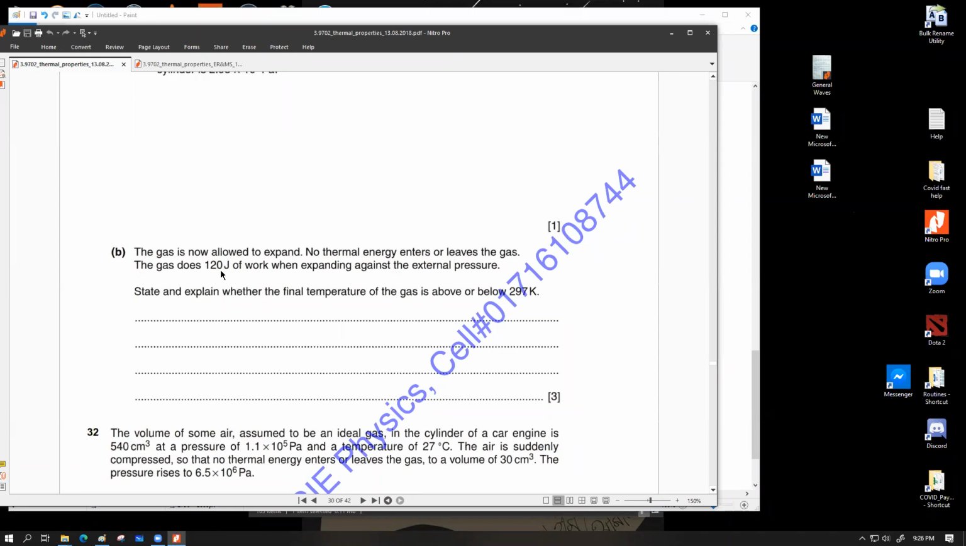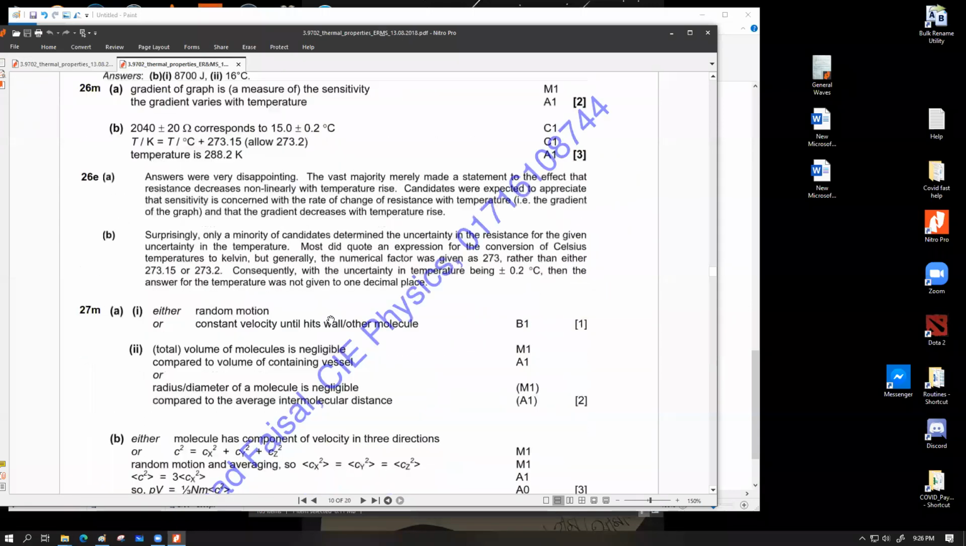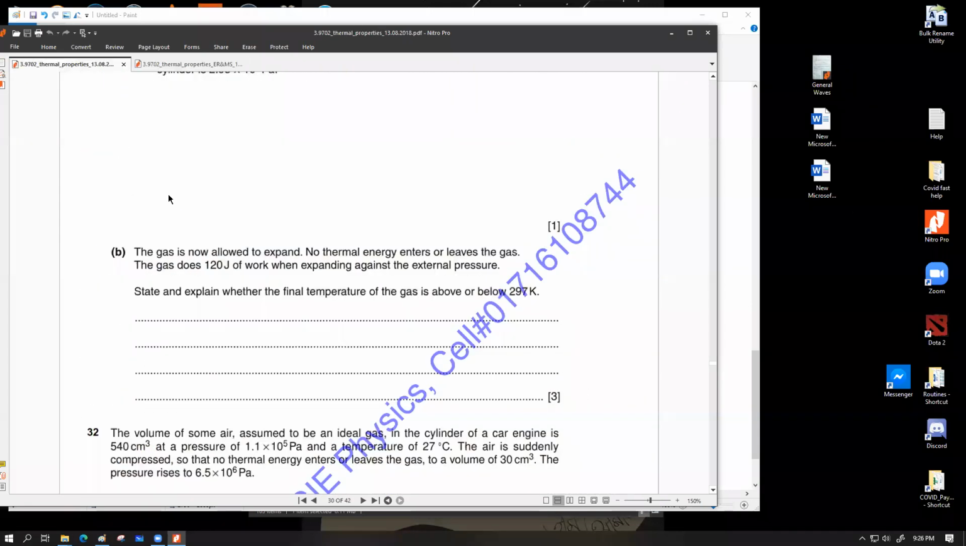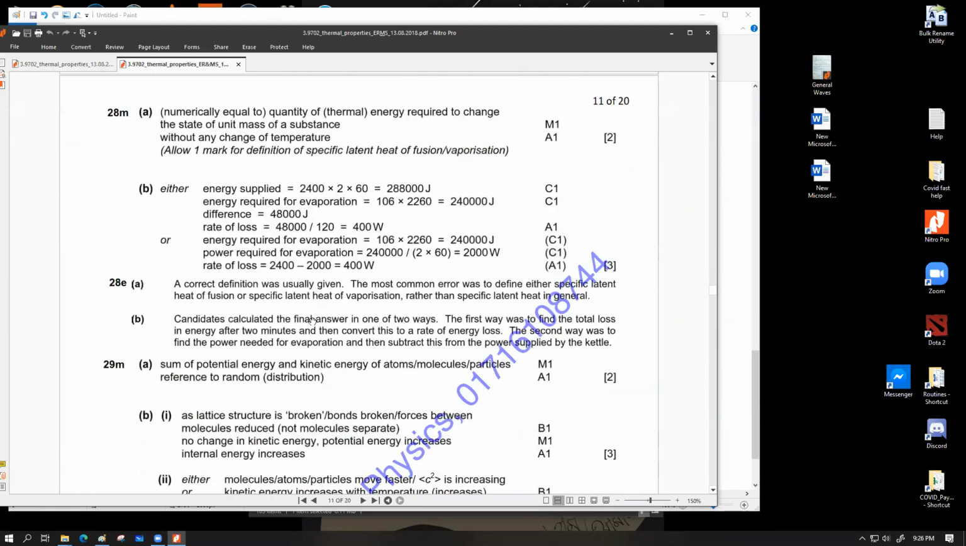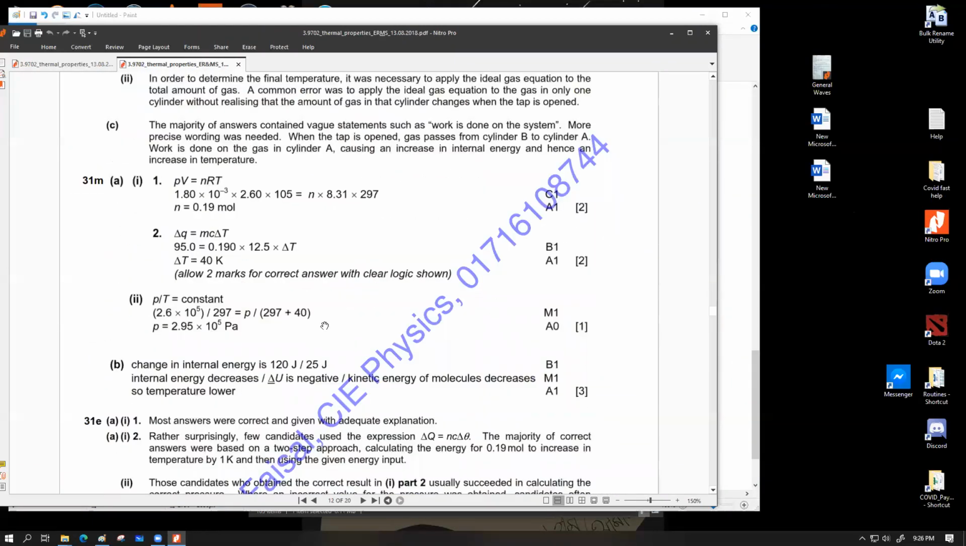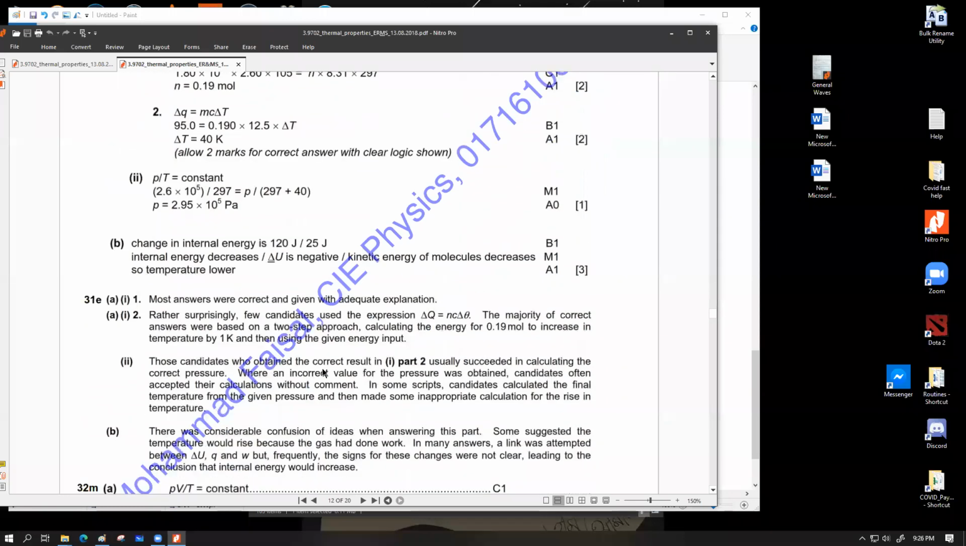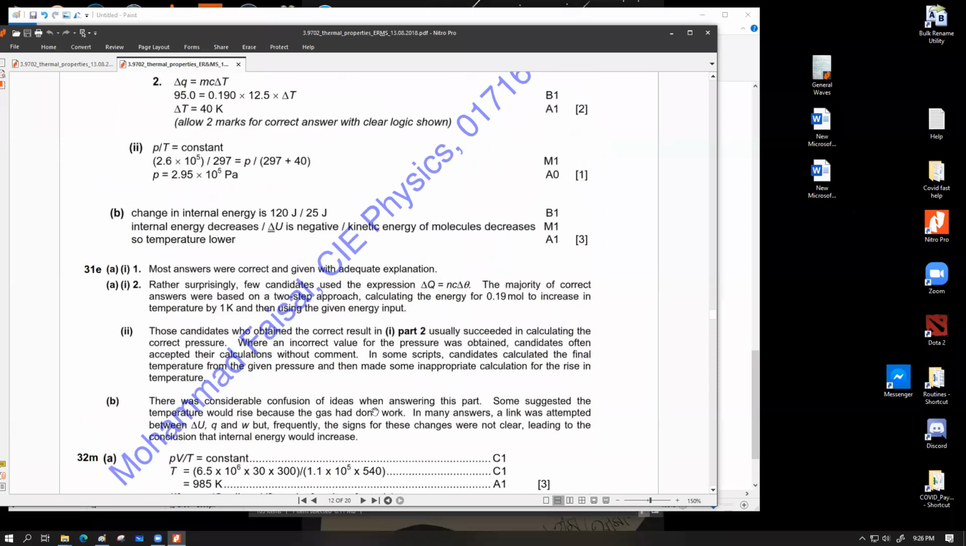ইয়েস স্যার, ওইটা বুঝেছি, কিন্তু মার্ক স্কিমে মানে ওই এনার্জিটার ভ্যালু কোড করা। Change in energy or internal energy 120 joules slash 25 joule. Internal energy decreases, so delta is negative. Kinetic energy of the molecule decreases, so temperature lower. আচ্ছা, তোমার কথা হচ্ছে এই দুইটা কোথা থেকে আসলো? জি স্যার, 120 জুলটা বুঝেছি, বাট 25 জুলটা বুঝছি না। 25 জুলটা হচ্ছে একটা রং আনসার। রং আনসার মানে কি রকম? এক্সাম্পল দ্বারা দেখি.